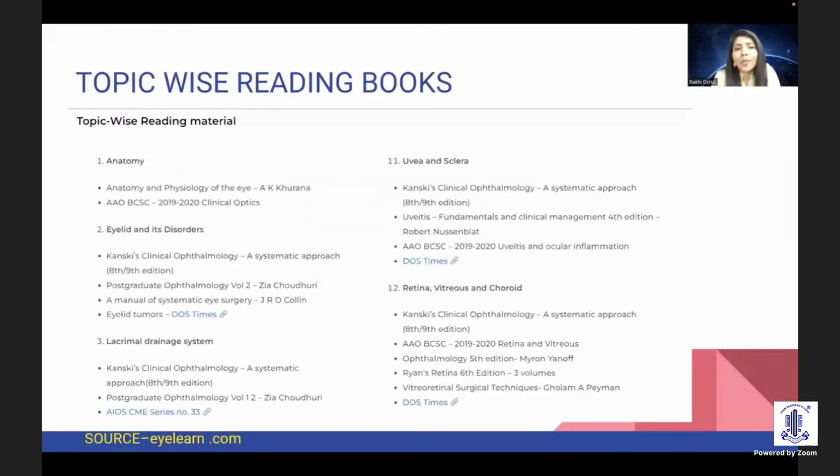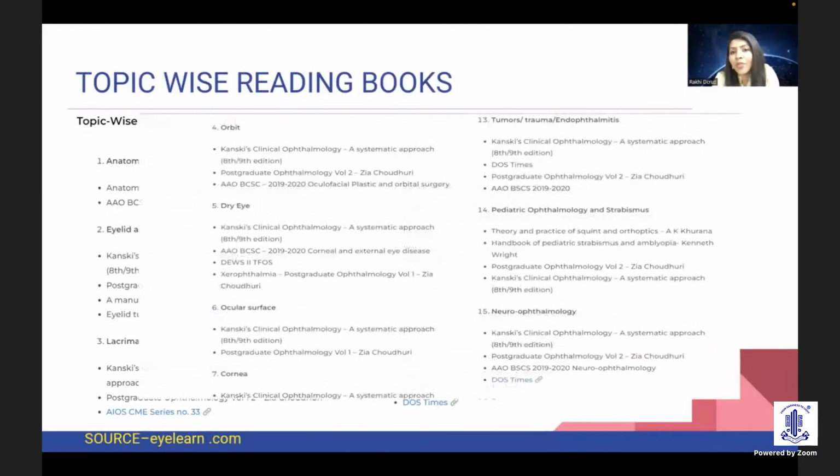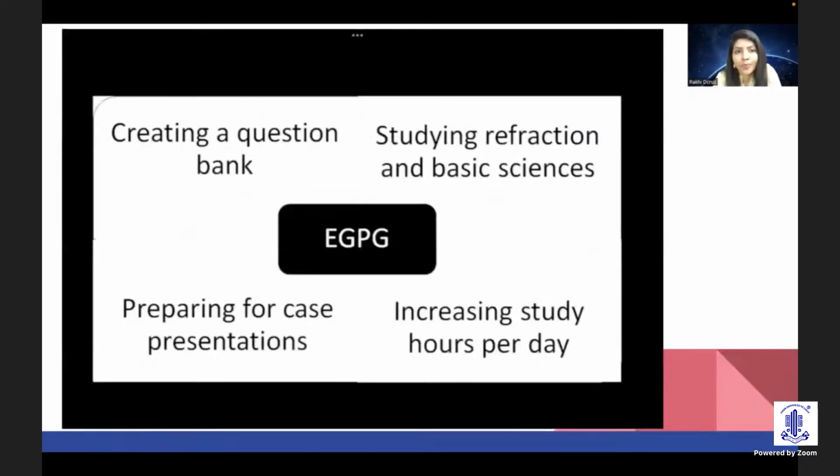For many of the topics, Khurana is more than enough, but for some topics like lids, dry eye, pediatric and neuro-ophthalmology, Khurana is not enough. In those cases, these are the reference books which are suggested. The source is from ilearn.com.